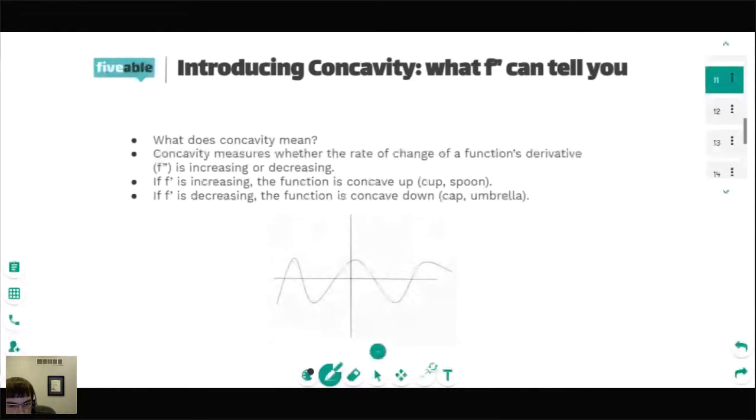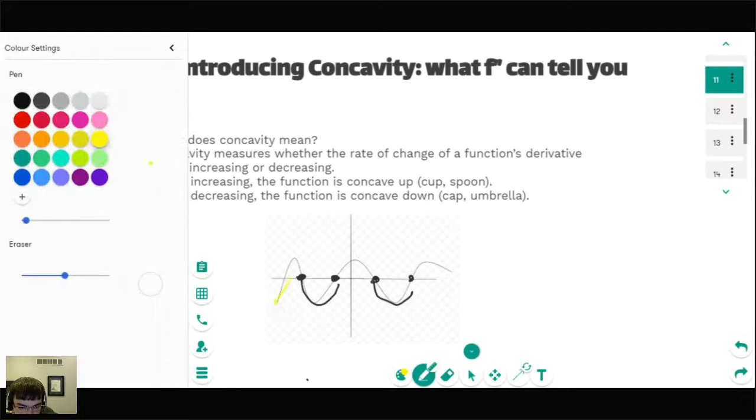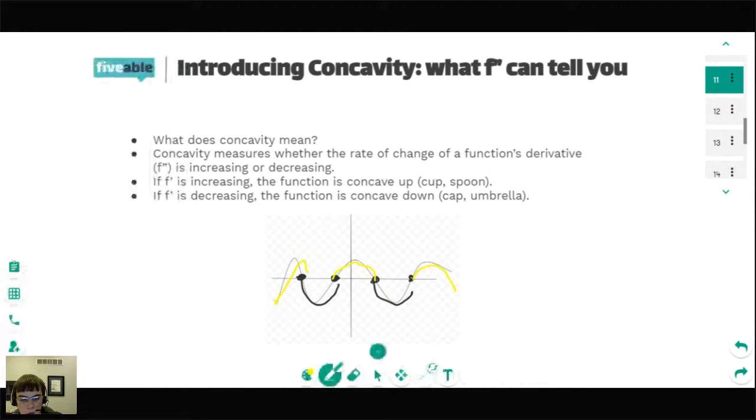Anyway, if f prime is increasing, or the double derivative is positive, then the function is concave up. And so we can see, if we delineate our points of inflection here, where it's going to change, that concave up would be this section here and this section here. And we often say it looks like a cup or a spoon. And then if our single derivative is decreasing and therefore our double derivative is negative, then the function is concave down. So that would be in these points over here. And you'll see that alternately described as a cap or an umbrella.